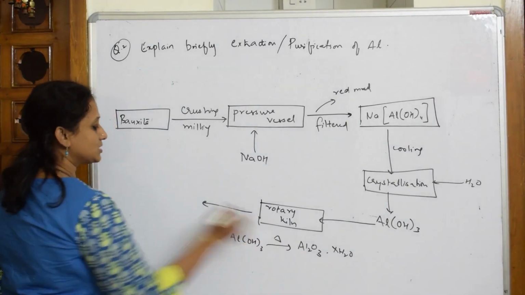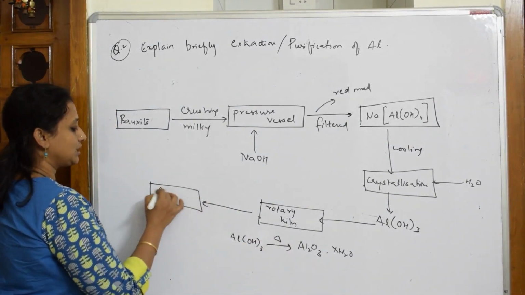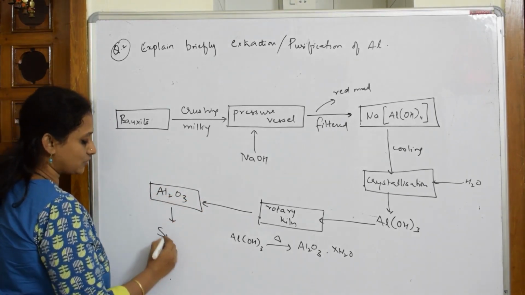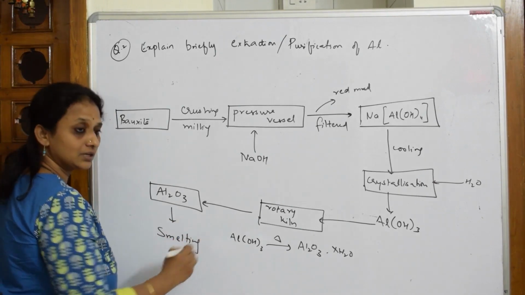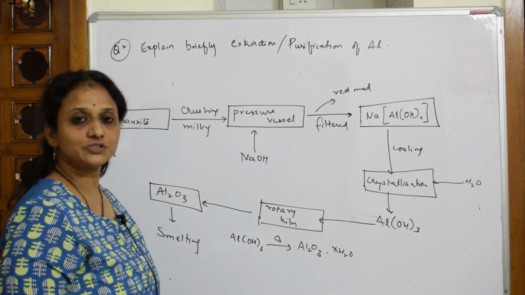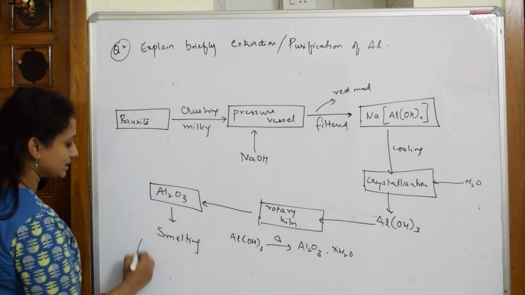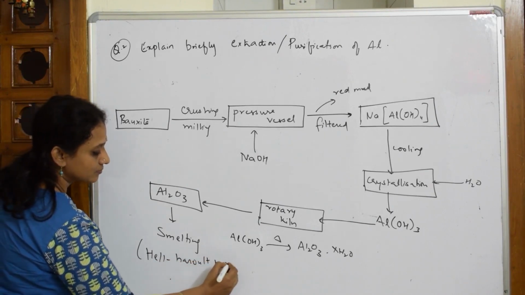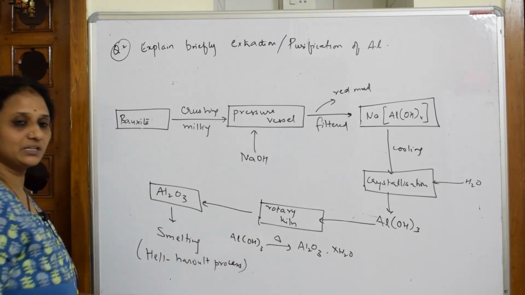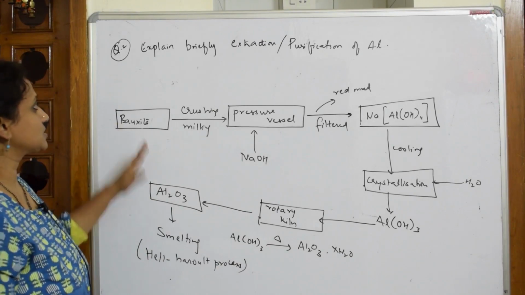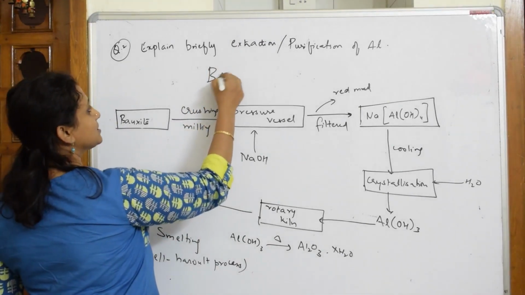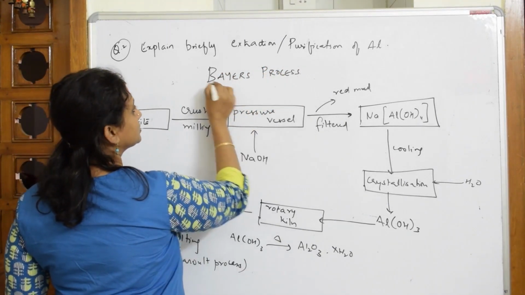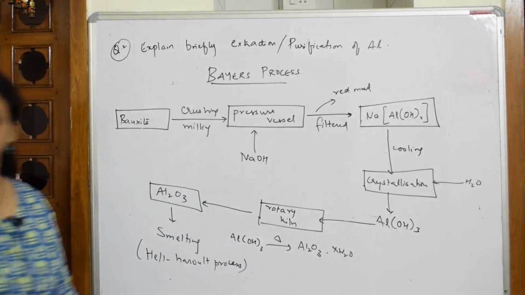So this aluminium oxide which is formed, Al2O3, is further sent for smelting. The process, or the cell, which we use for smelting is the Hall-Héroult process. That's it. I'll be doing this in the next video. So simple. So this is your Bayer's process. Let us label this as Bayer's process for purification of aluminium.